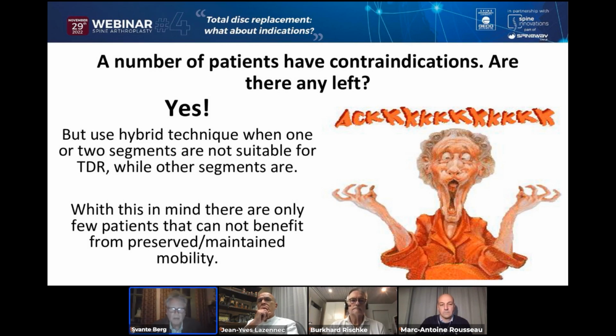But we must remember, as we were told from the cervical, to use a hybrid technique when one or two segments are not suitable for TDR while other segments are. With this thinking in mind, there are only a few patients that cannot benefit from preserved mobility at some segments. And the more mobility we can preserve and restore, the better for the long-term results for the patient. So we're really going to try to have as many segments as possible staying mobile. And that's why I do a lot of hybrids too.